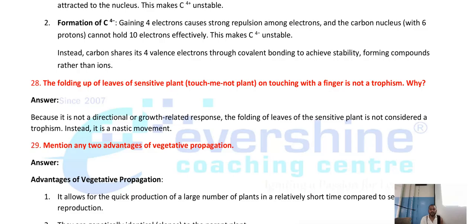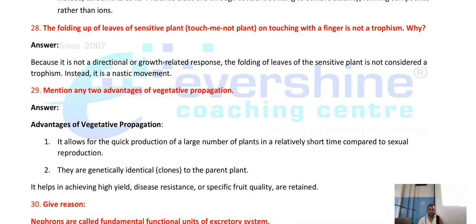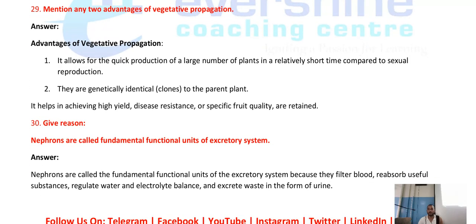The folding up of leaves of sensitive plant, touch me not plant. Have you seen touch me not plant? On touching with a finger is not a tropism. Why? Here you can see the answer. It's a very easy question. That is a nastic movement. Mention any two advantages of vegetative propagation. Even we have covered this topic in the previous class. That is the different modes of asexual reproduction. It's from that topic. Advantages.